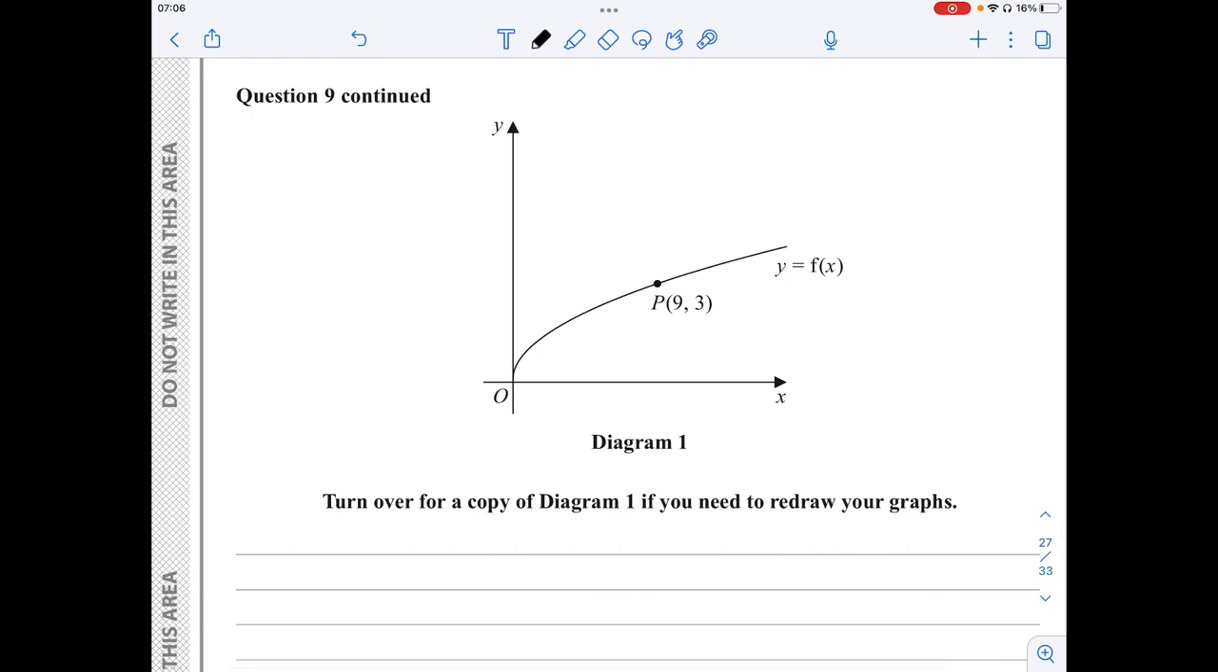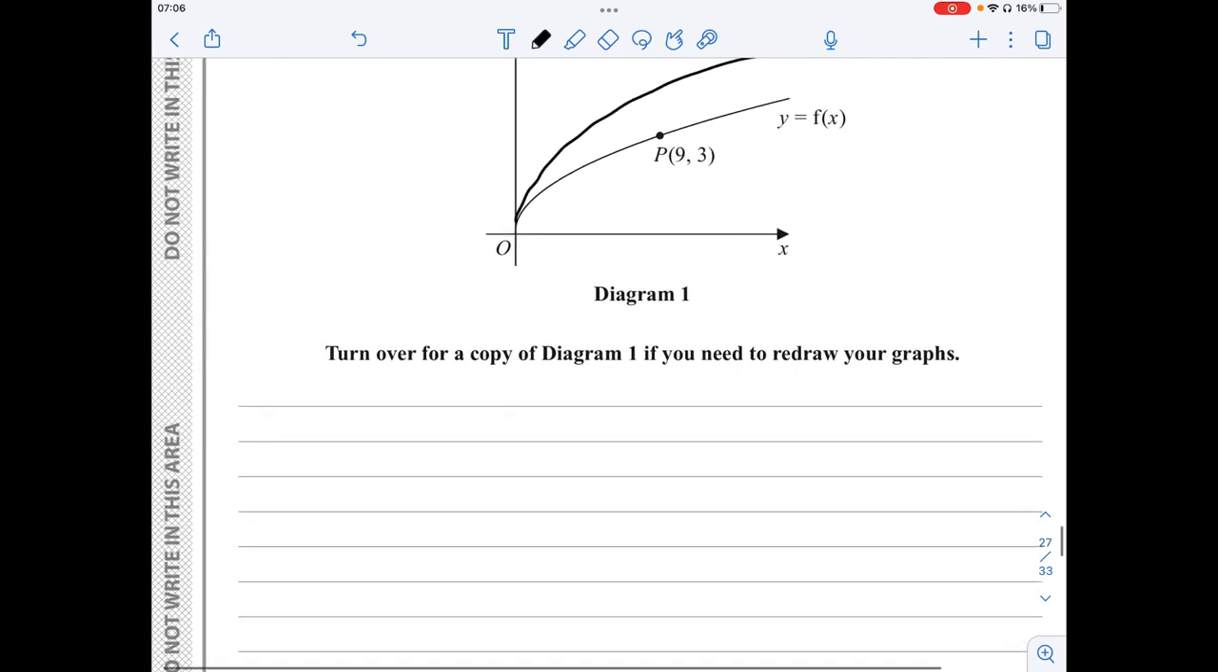So for f of 2x, the graph goes out in the same way, passing through the same point, and it will be approximately like this, f of 2x. Now the x value is getting divided by 2. So 9 divided by 2 becomes 4.5. So the point is 4.5 comma 3.